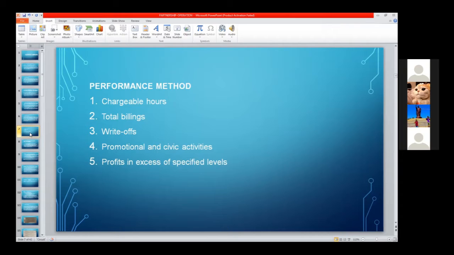And number 4, promotional and civic activities. Ang binibilang naman dito is yung time devoted to develop and enhance the partnership name in the community. And weight may be given to time spent in excess of a norm or to a specific accomplishment resulting in new clients. And then lastly, number 5, profit in excess of specified levels. Here in number 5, the designated partners commonly receive a certain percentage of profit in excess of a specified level of earnings. So next po.